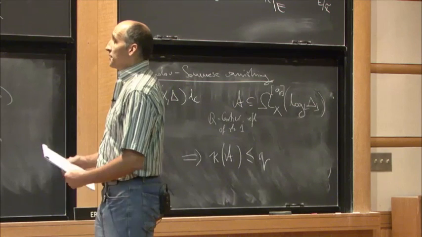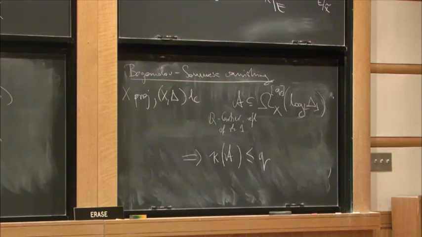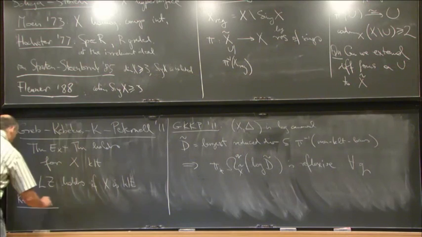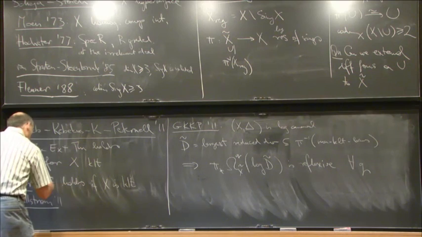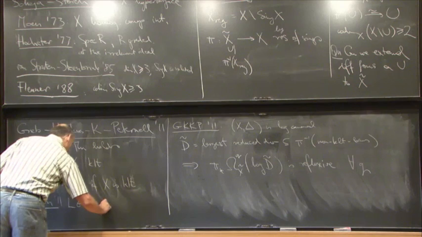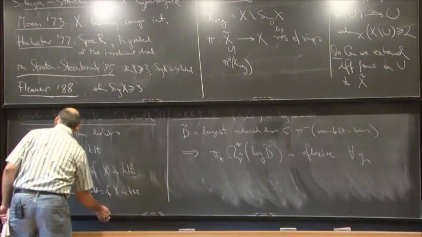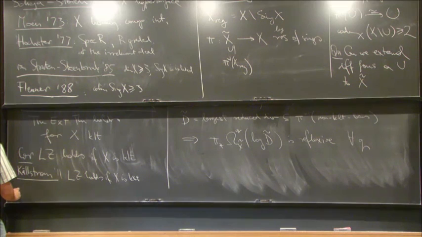Newer results. Oh, right. So let me just say it in words. Kallström, I think, also proved this. Not sure, Kallström, in '11. So this part, not the extension theorem, just that LZ holds if X is KLT. I'm sorry? Without using this. That's right, in a different way.